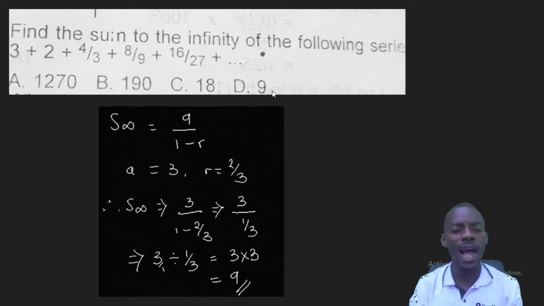Please take note. I noticed that JAMB asked a lot of questions in the past about sum to infinity, and it is always in this format. It is also in your practice quiz. Please take note of this example. It's very, very important, and it might help to save you in your exam. And that brings us to the end of this session.